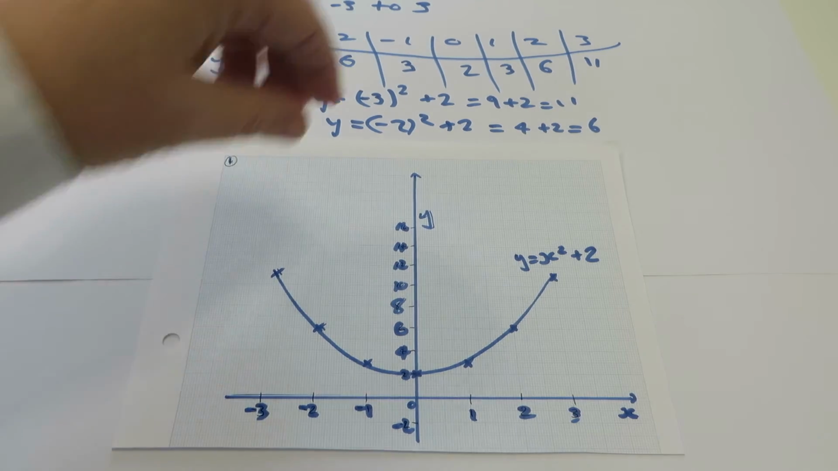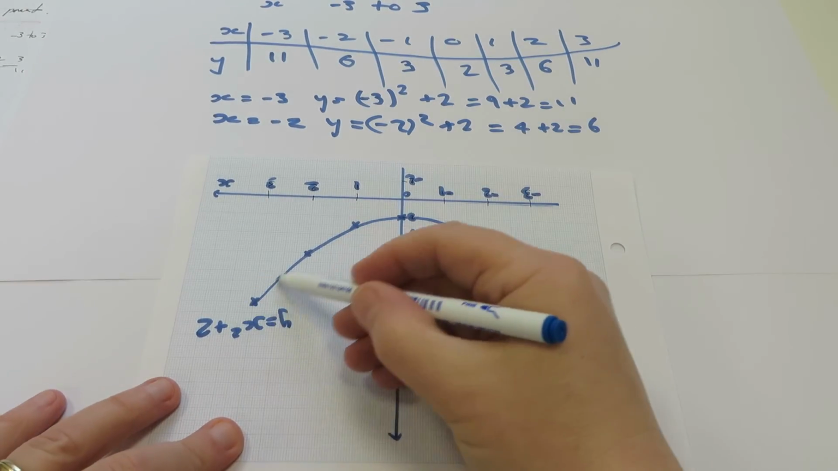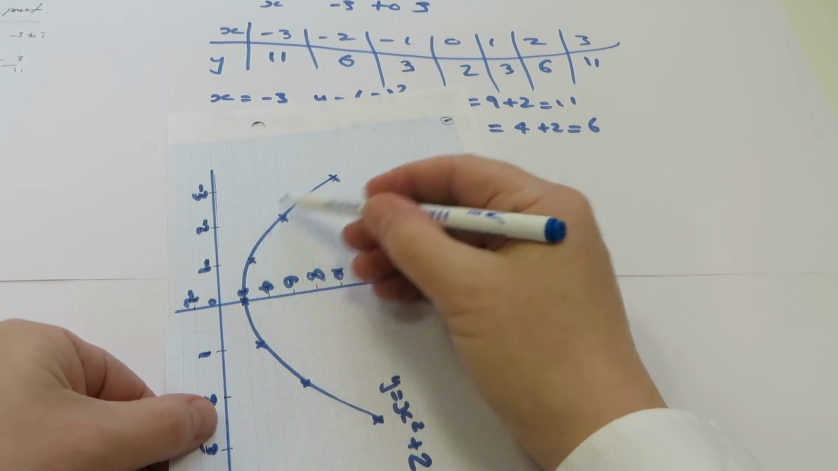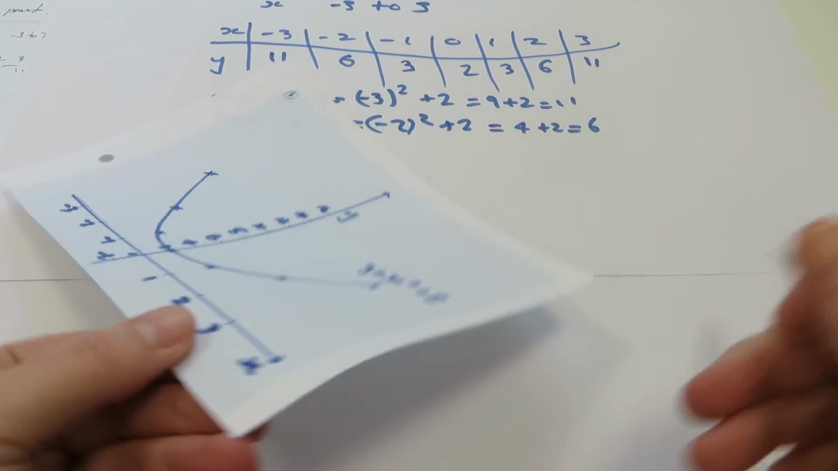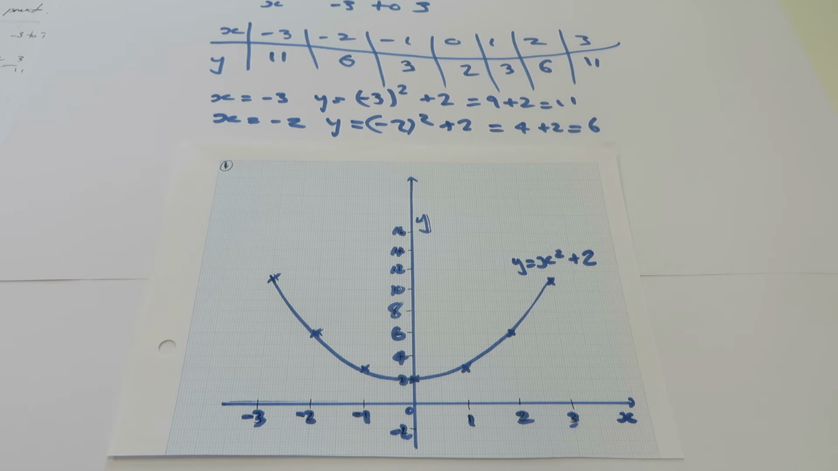A little tip for you: it's very difficult to draw the curve by hand. Your hand doesn't naturally go in a curve like this, so it's often easier to turn the paper around so that your hand is in a natural curve environment. So that would be the graph of y equals x squared plus 2.